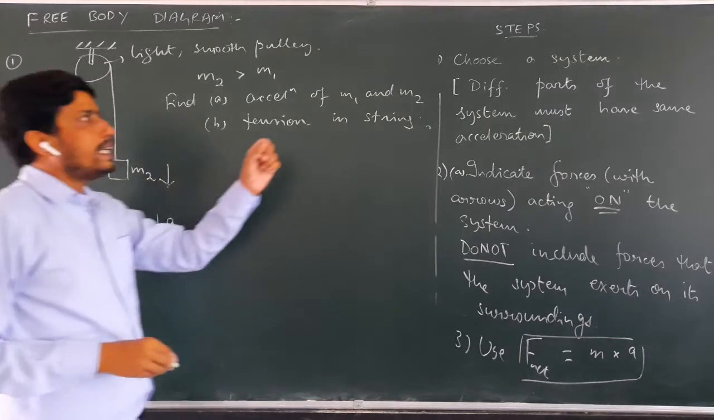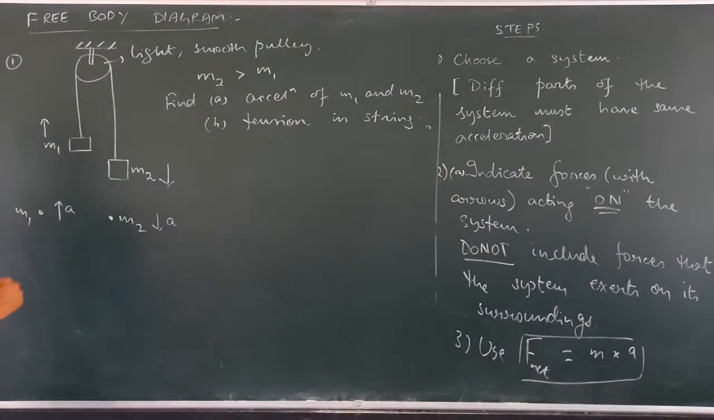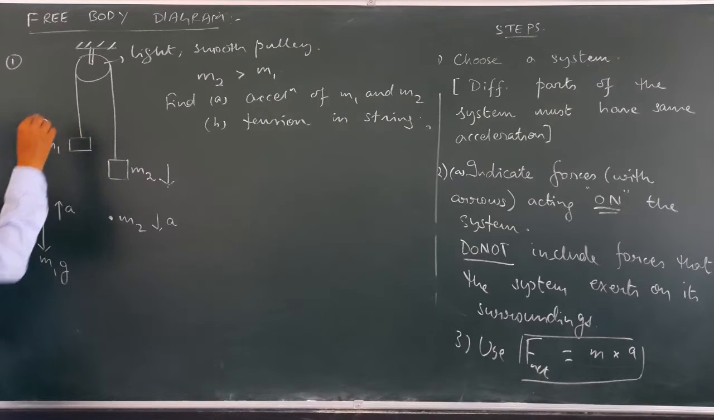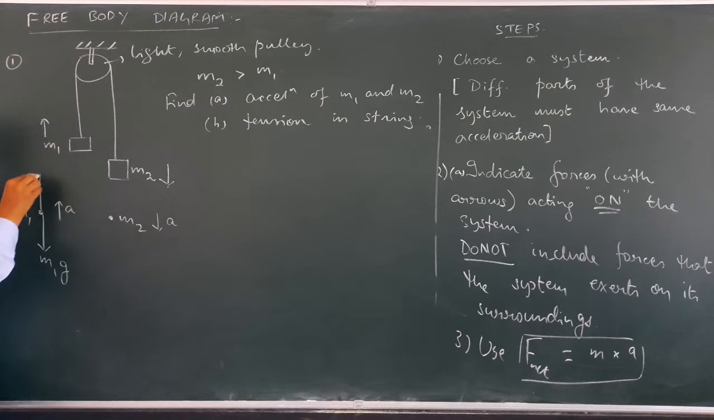Now we have to indicate the forces acting on the system. On M1, what are the forces? One is gravity. Gravity always acts in downward direction. Mass is M1, so gravity will be M1 into G. Now this string, I have told, will always pull. So the string will pull this mass in upward direction with some tension. That tension I am writing as T.